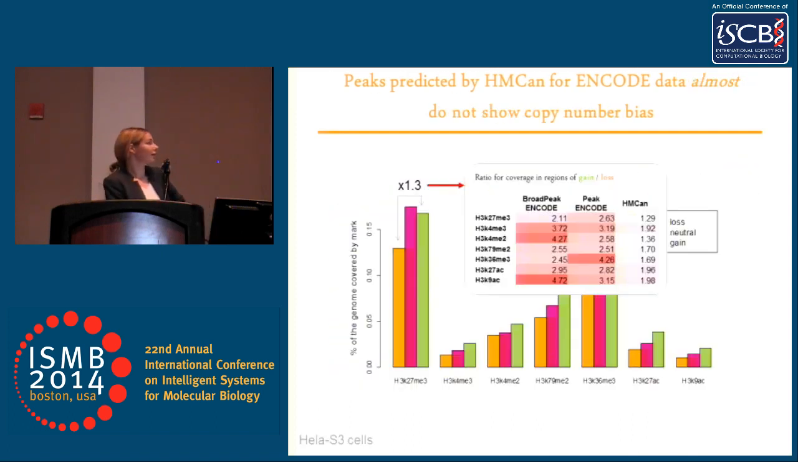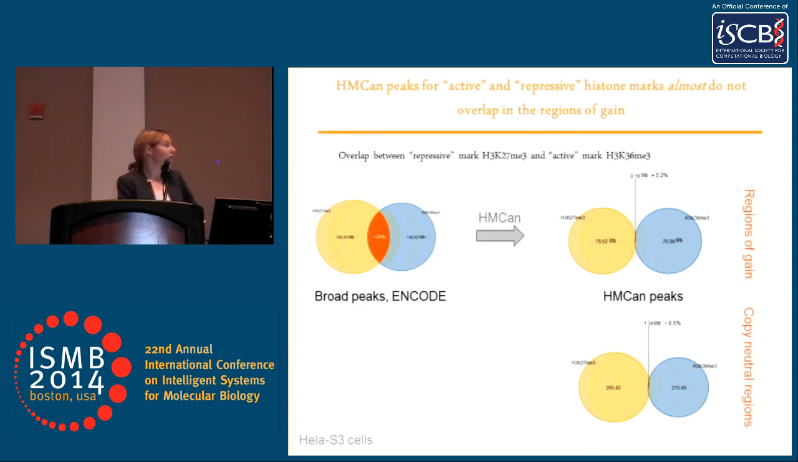But if you compare this difference in enrichment in the regions of gain and losses for HMCAN with what we have for these peaks, which you can download from Encode, you see that we perform much better than them. We looked at whether, in the peaks we obtained with HMCAN, there is overlap between active marks and repressive marks, and we see that the overlap is less than 1%, so it's a good sign.